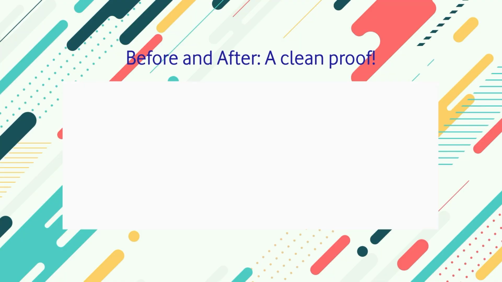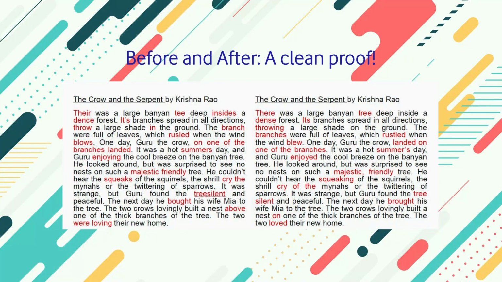Okay, so here's our before and after. On the left, right, I have my 20 errors in red. Okay, I proofread it. Let's go up for a second to show you how I did that. This is how I did it. Yes, and then on the right, I have a clean proof.